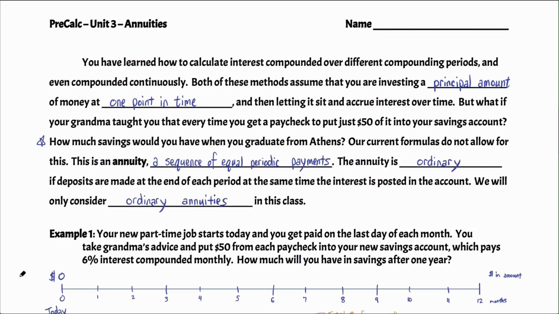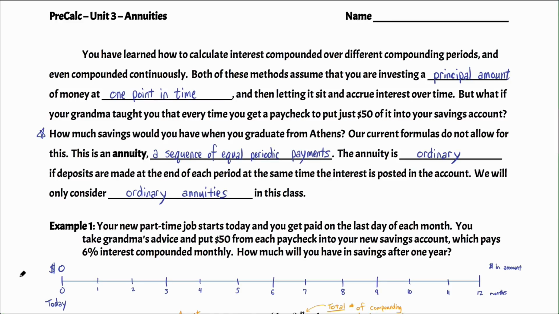Looking at this timeline, let's say today we open up our account, we have nothing in our account, so we have $0 on day 0. But at the end of the first month, we get our first paycheck and we put in $50. So at the end of the first month, we've just got $50. It was just deposited in there. It hasn't had any time to earn any interest. But we work another month, and at the end of the second month, this $50 has been earning interest, and we also put in another $50 from our new paycheck. So now we've got this 50 plus this 50 from last month plus whatever interest it's accrued.